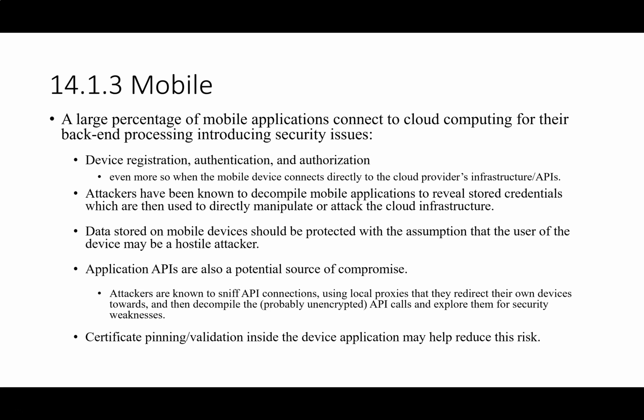Application APIs are also a big problem because attackers know how to use sniffers to look at API connections, realizing that maybe those connections are unencrypted and possible holes that can be exploited for security weaknesses. Certificate pinning and validation inside of the device might reduce some of those risks.